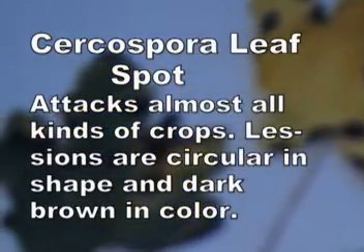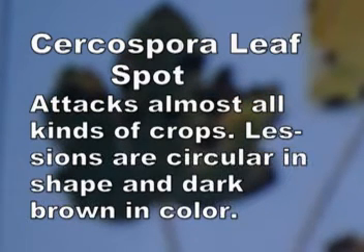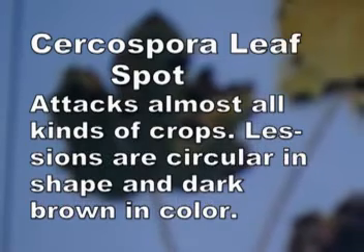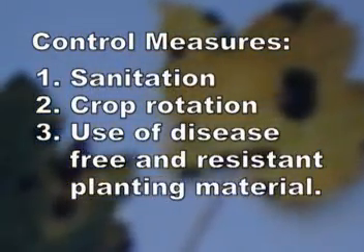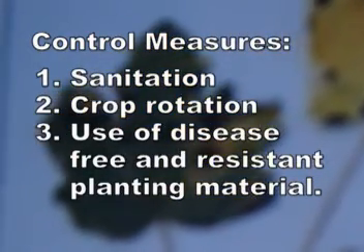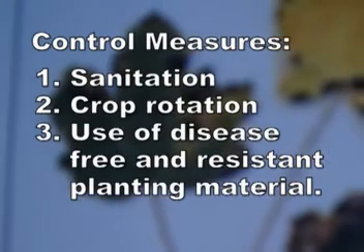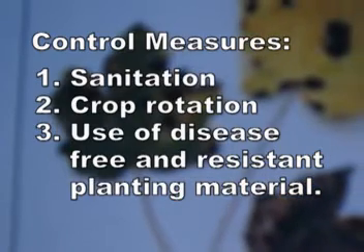Cercospora leaf spot attacks almost all kinds of crops. Lesions are circular in shape and dark brown in color. Control measures for Cercospora leaf spot. Number 1, sanitation. Number 2, crop rotation. And number 3, use of disease-free and resistant planting material.